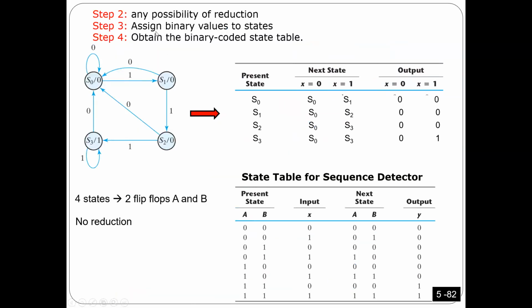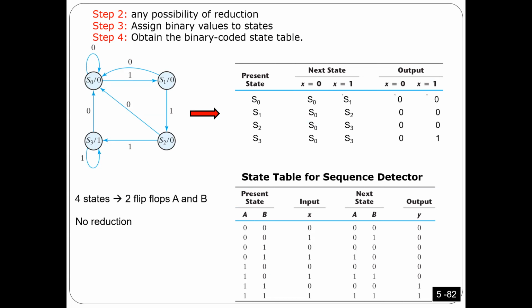Now, after I created this state diagram, it's easy to create the state table this way. Here I created the state table as you see, but without numbers. I didn't put any binary numbers yet. If you are in state 0, x is 0, you are going to stay in state 0, and the output is 0. Same thing here.